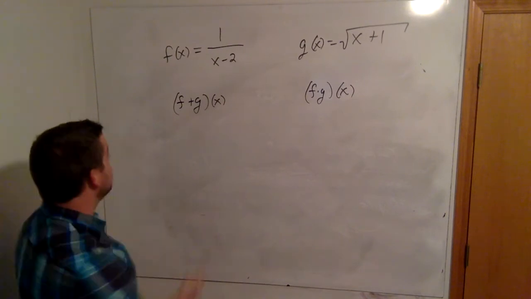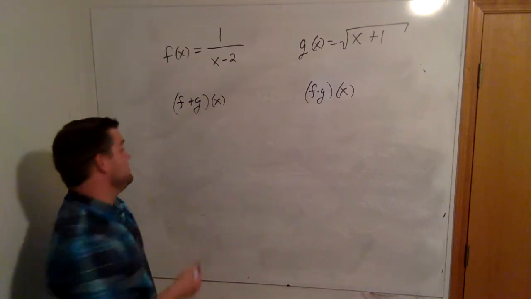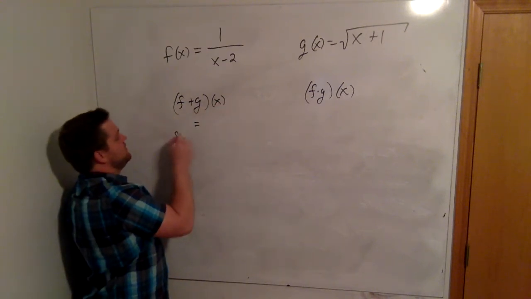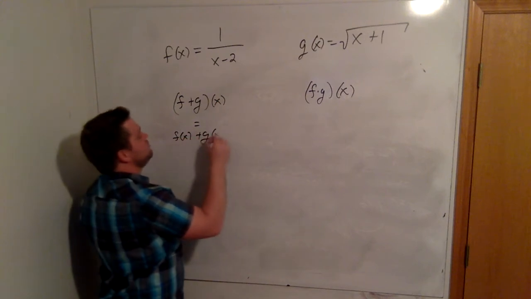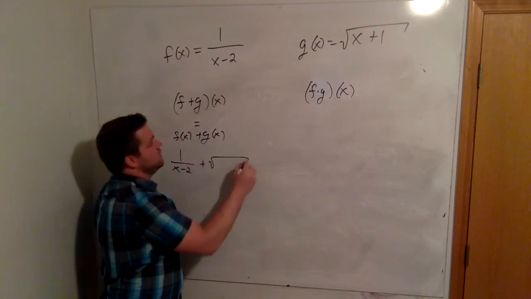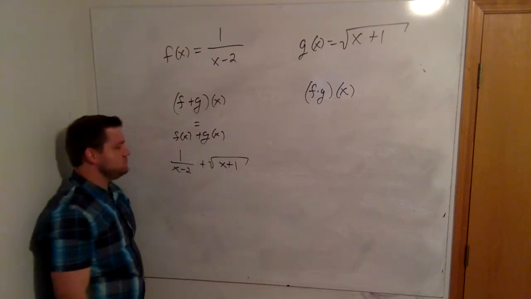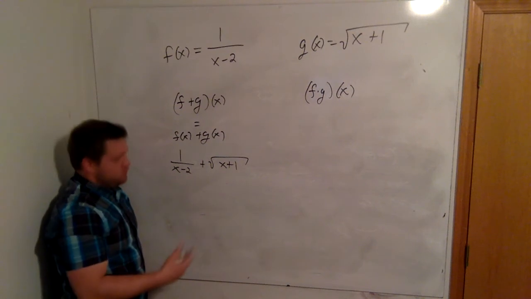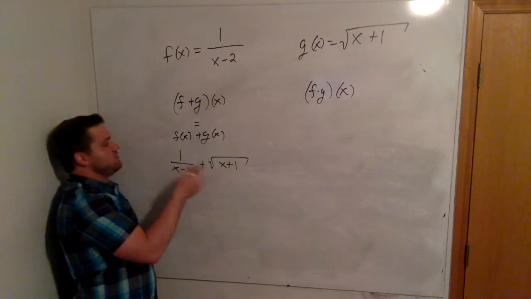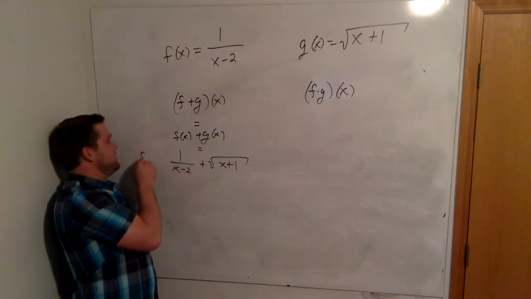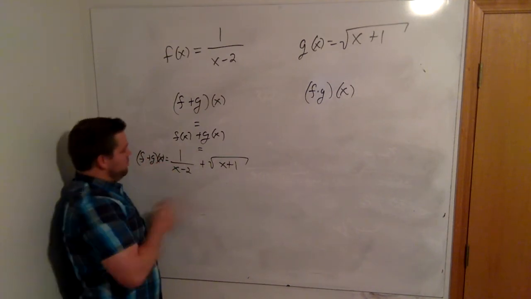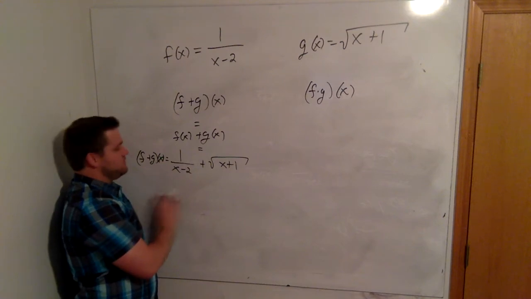Okay, let's do it. For f plus g of x, there really isn't too much to do here. What am I doing? I'm just taking f of x and adding it to g of x. So I'm going to get 1 over x minus 2 plus the square root of x plus 1. You could find a common denominator and add these together, but for this specific example, I think it's fine to leave it like this. So this is f plus g of x. Really not much to this one. Let's just try to find its domain.